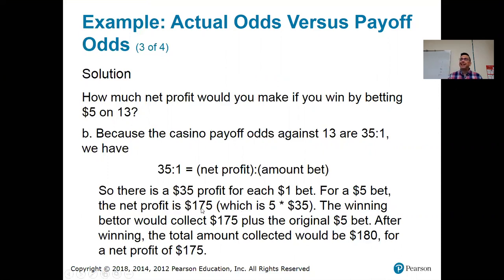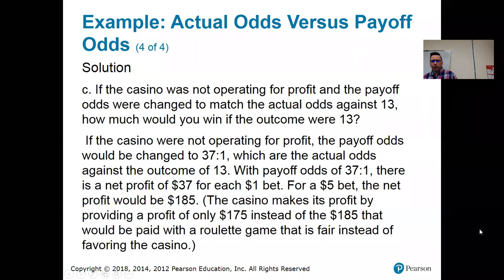And remember, that's net profit, which means you get your $5 back. They give you your $5 back, which means now you're even. And then if they give you another 175, that's 175 in net profit. So the total amount collected would be $180. But their question was, how much is your net profit? So the answer to that question would be 175.